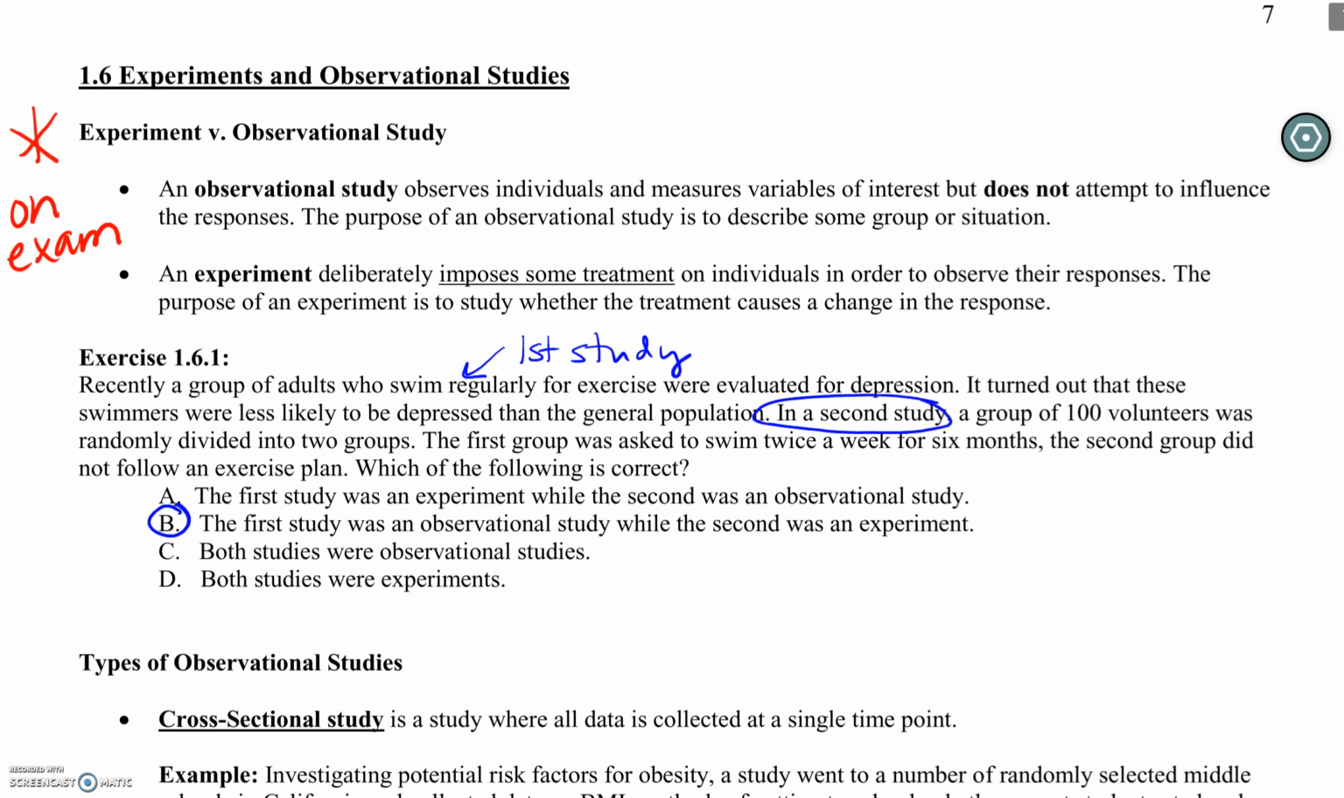Then we kept going. We had a group of volunteers divided into two groups. The first was asked to swim. Here's our treatment, right? Asked to swim twice a week. The second did not follow an exercise plan. So if you chose A, chances are you got the studies confused with the groups, and you saw our treatment group and our control group, and that's why you had an experiment versus an observational study. But really, we had a first study and then a second study where we had a treatment and a control group.